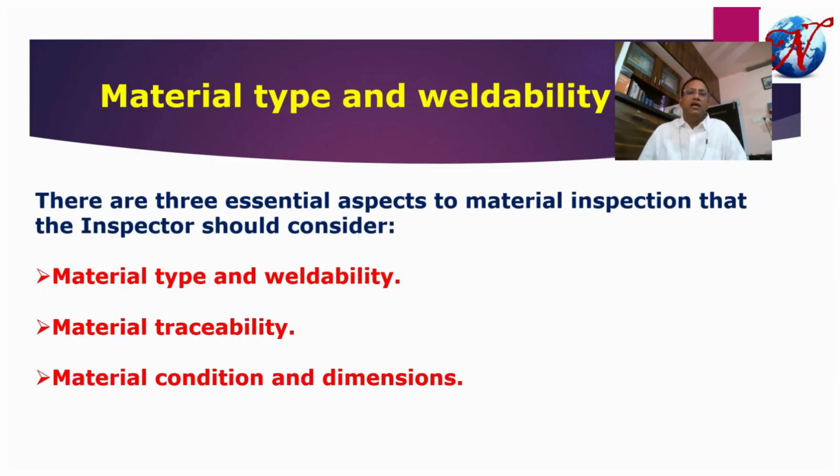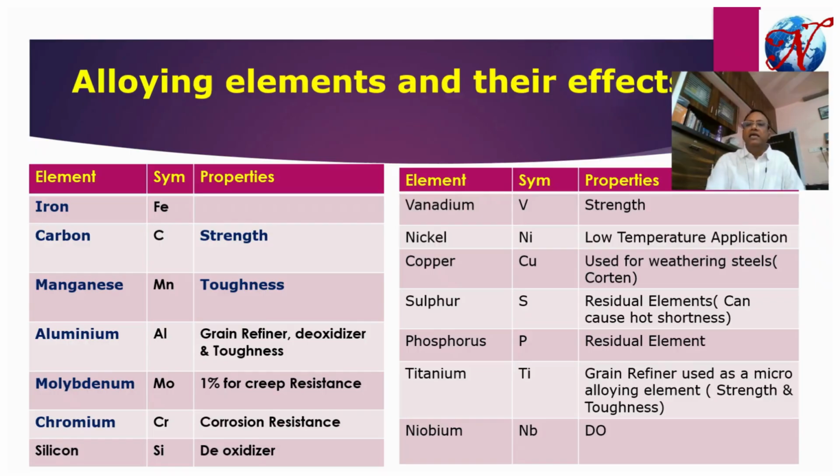First of all, when we are going to perform welding, what is my requirement? The first requirement as a welding inspector is that we need to know what type of material needs to be welded or inspected. So as the inspector, he should consider the following points before starting the welding: what type of material it is and what its weldability is, material traceability, and material condition and dimensions. All things need to be verified before starting the welding.